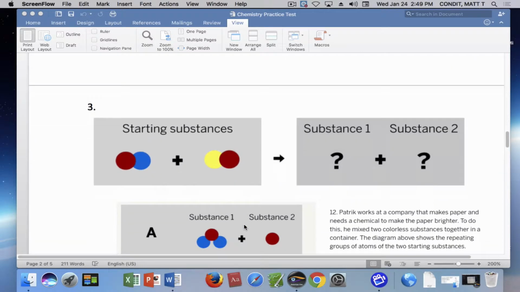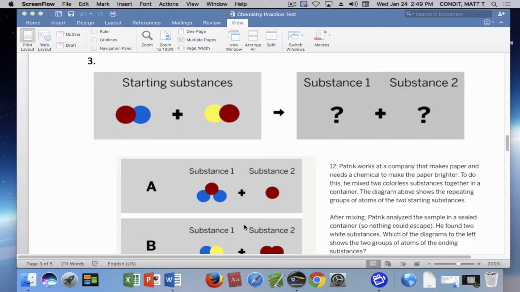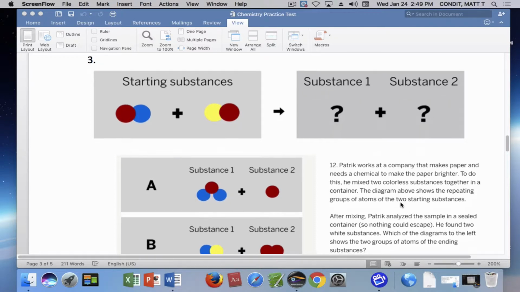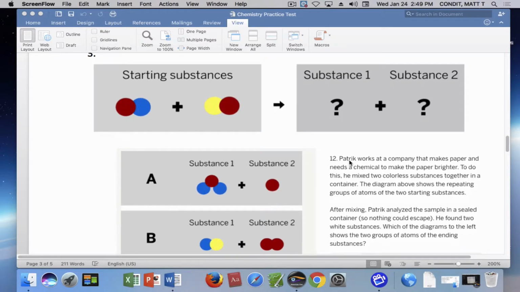Moving on to our final one. This one here, we're given the reactants and not the substances. We really don't have any information here, so now we do have to read this. And this one's got a little tricky piece. It says, Patrick works at a company that makes paper and needs a chemical to make the paper brighter.